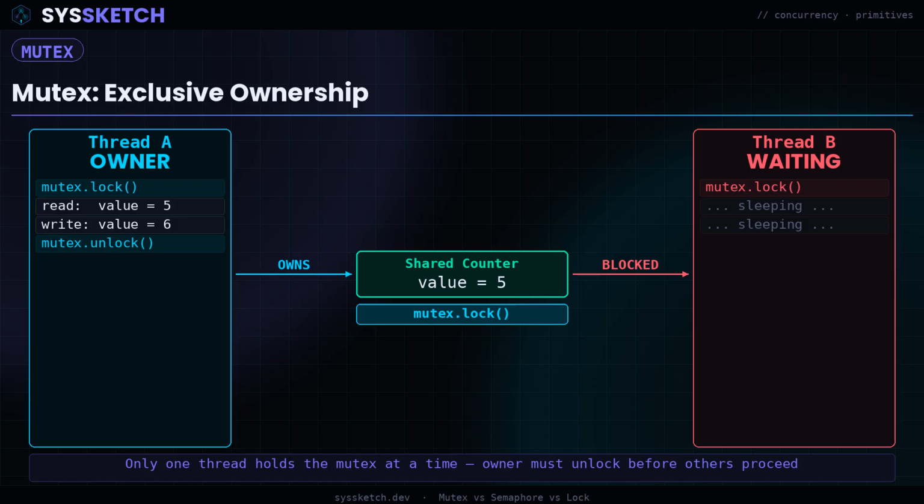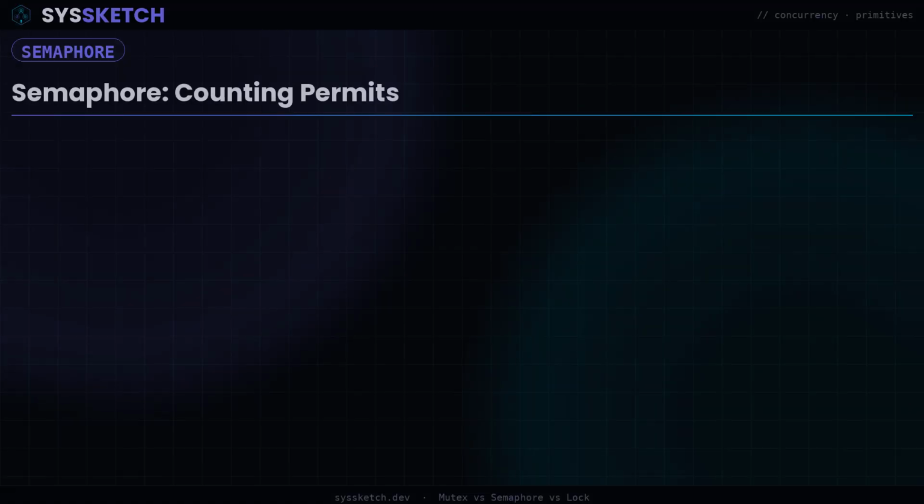The key property of a mutex is ownership. The thread that locked it is the only thread that can unlock it. This is not just a convention. Most mutex implementations enforce it. If a different thread tries to unlock, you get an error. This ownership rule is what makes a mutex safe for mutual exclusion.